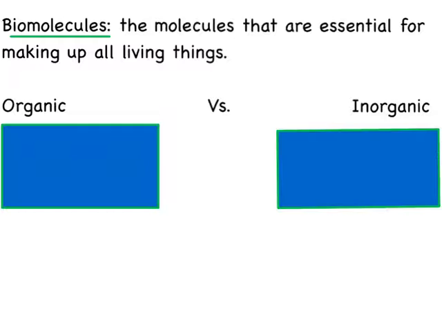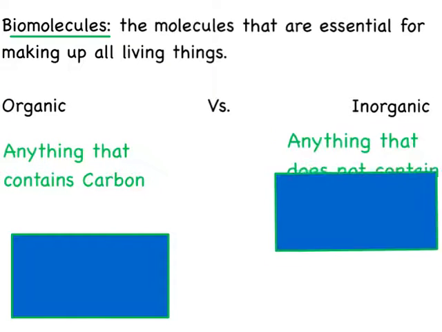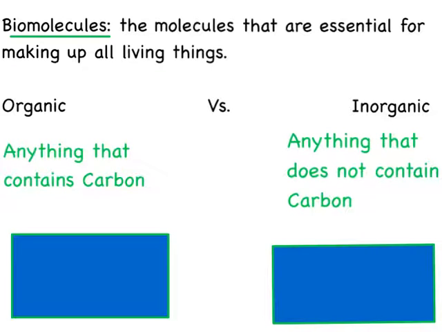But in science class, organic means something different. In fact, in science class, organic means anything that contains carbon. So anything that contains carbon is considered to be organic. That means that inorganic is anything that does not contain carbon. So let's think of a few examples of these two. Something that would be organic would be sugar. That contains carbon. Would water be organic or inorganic? It would be inorganic because it does not contain carbon.